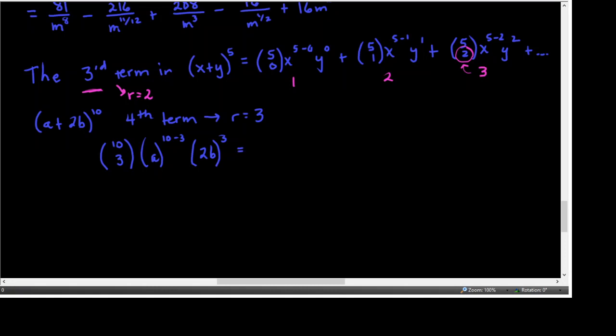So 10 choose 3 is 120. 10 minus 3 is 7, so that's a to the 7th. 2 cubed is 8, b cubed. And when you do the simplification, you should get 960 a to the 7th b cubed. You should never leave your answer with the second to last step here with that times 8 in the middle of the problem. All the numbers need to be brought out to the front.